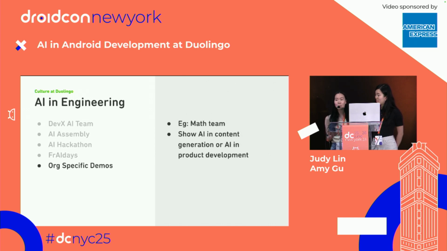Lastly, some orgs really embrace AI. On Fridays, the math team could be showing AI in content generation. As we mentioned earlier, a lot of our content and lessons is backed by AI. Or we could be showing how we're using AI to do our work.